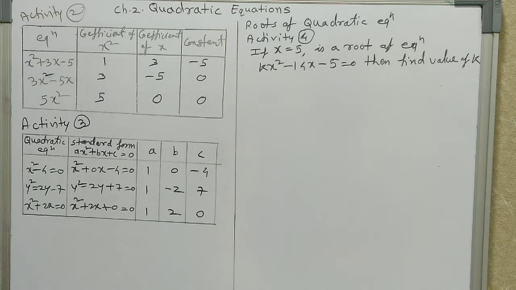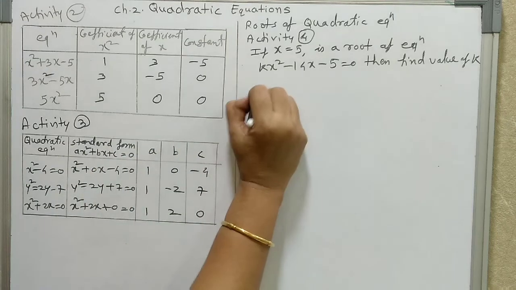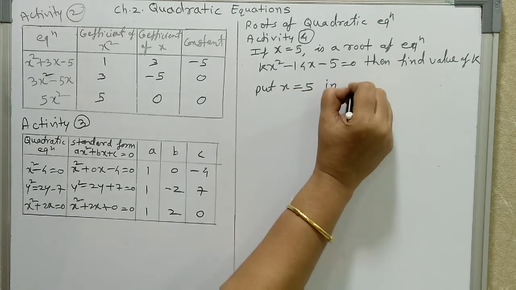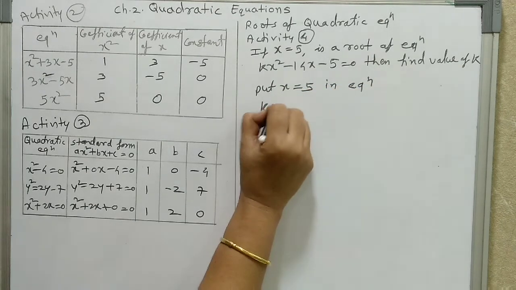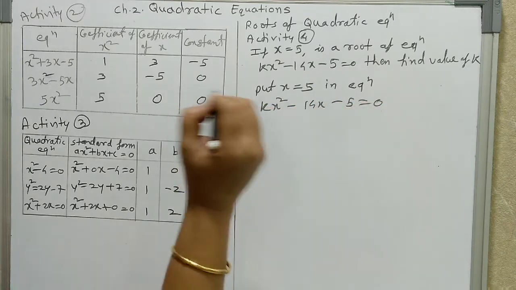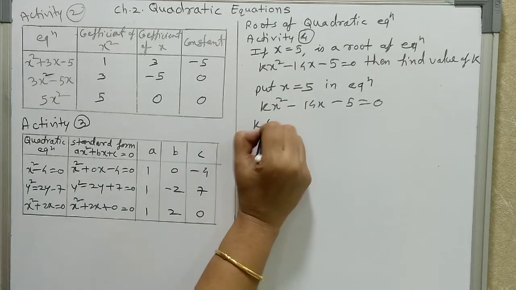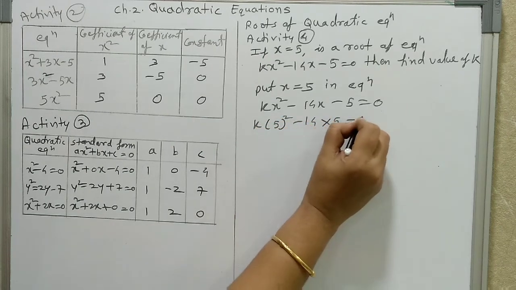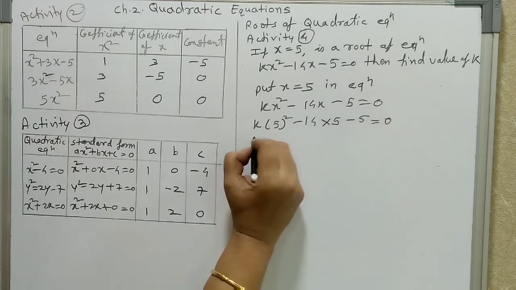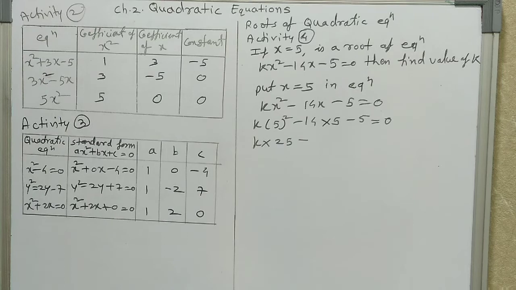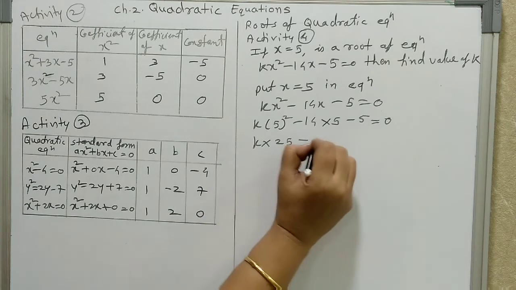So we put x equal to 5 in the equation. We write here the equation kx square minus 14x minus 5 equal to 0. We put x, so k into 5 square minus 14 into 5 minus 5 is equal to 0. So k into 5 square is 25, and 14 into 5 becomes 70.